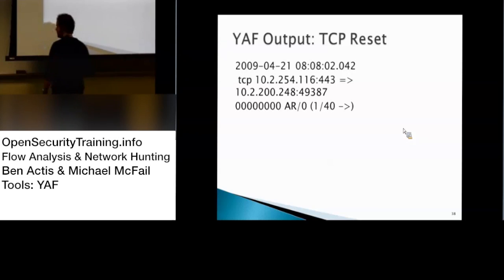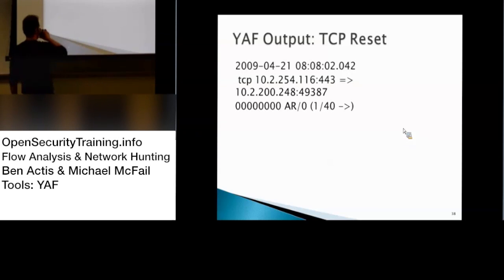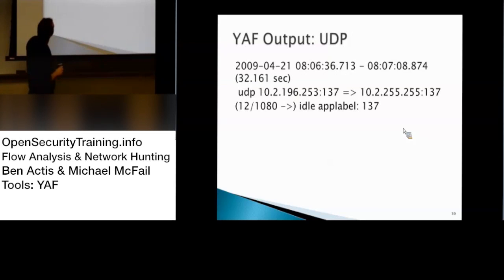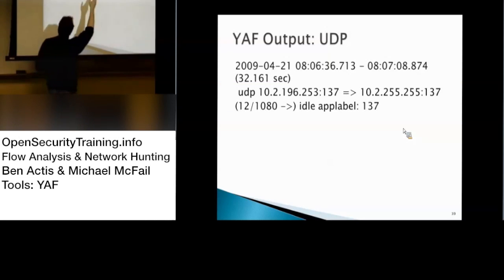The 40 bytes there, that's the header. Mind that it's got the header included in the size. Next slide. Here's how UDP looks. So, again, timestamps for duration.